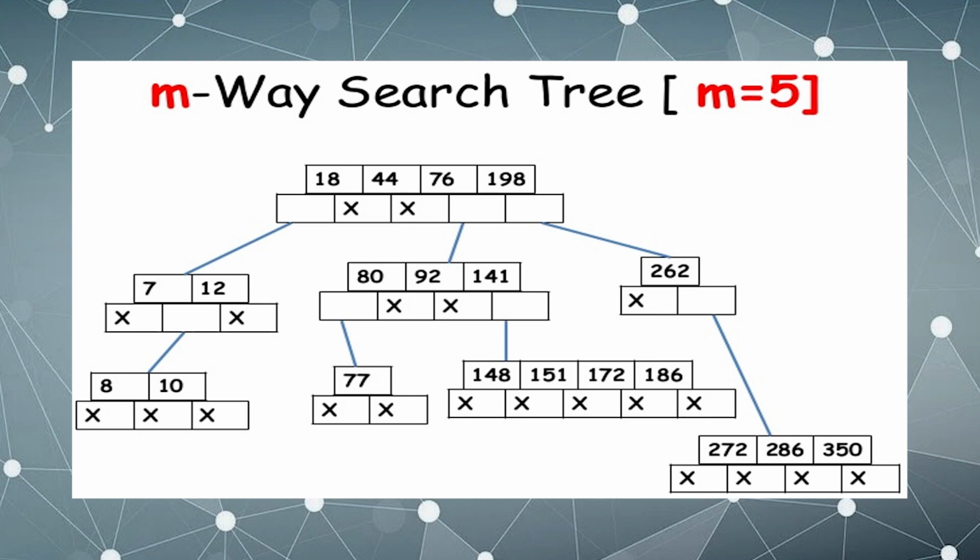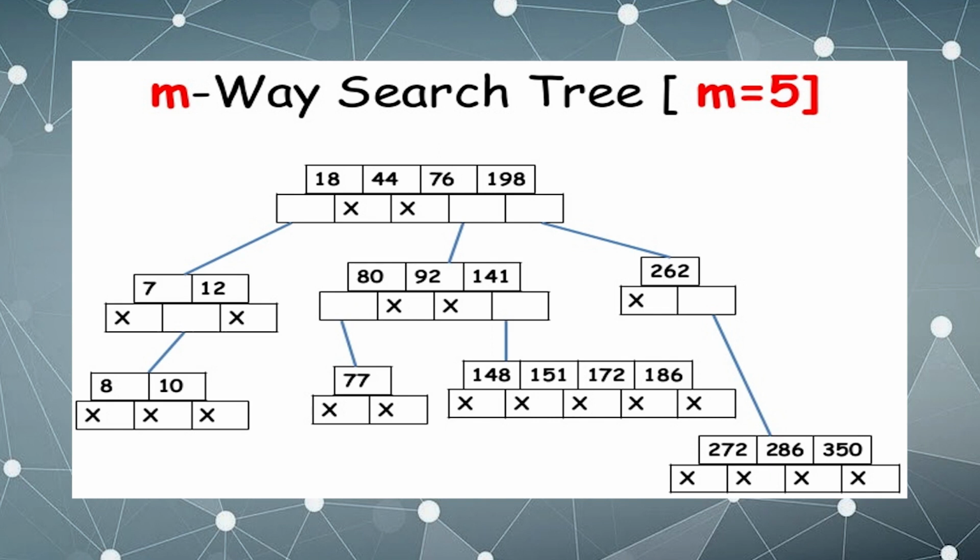Next are 80, 92 and 141, all greater than 18, 44 as well as 76. That's why we connected 80, 92, 141 as the right child of 76 as well as the left child of 198. Talking about 262, it is greater than all the items available at the root node. That's why you should connect it as the right child of 198. Talking about 8 and 10, they are less than 18, but greater than 7 and less than 12. So we connected 8 and 10 as the right child of 7, or we can say as the left child of 12.